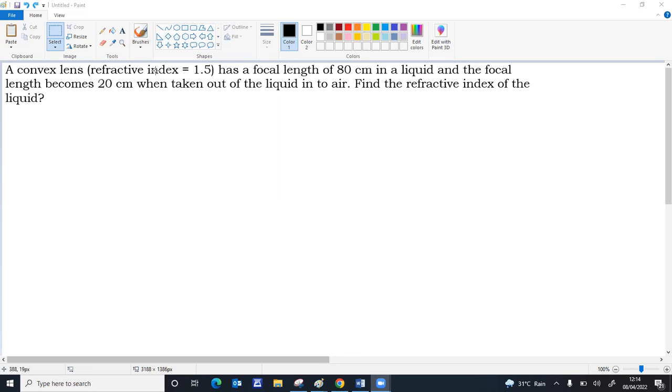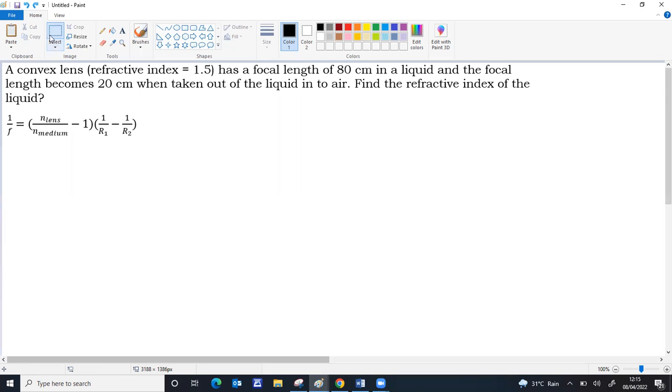Since focal length and refractive index are given, there's only one formula relating the focal length of a lens and its refractive index, that is the lens maker's formula: 1 by f equal to refractive index of the material of the lens divided by refractive index of the surrounding medium minus 1, into 1 by radius of curvature of surface 1 minus 1 by radius of curvature of surface 2.